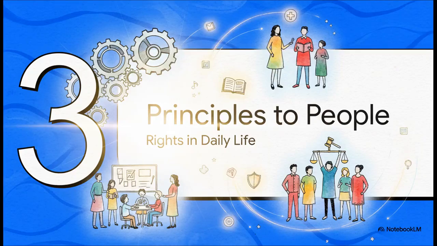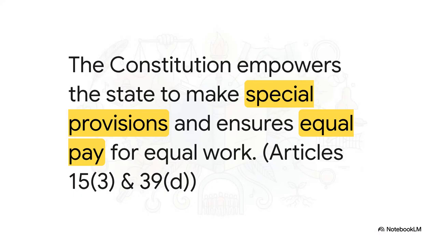So we've seen the high-level promises, but how do these principles actually translate from paper to people? Let's look at a few specific examples of these rights in action. For example, the Constitution isn't just about some abstract idea of equality. It's about actively enabling change.